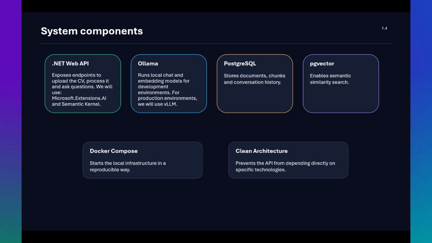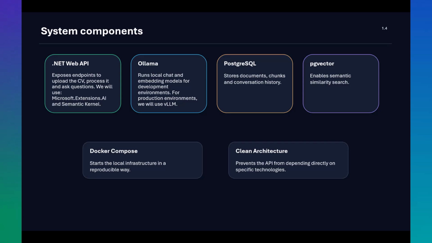In this solution, we will use several components. The first component is the .NET Web API. It will expose endpoints to upload the CV, process it, and ask questions. We will also use libraries such as Microsoft.Extensions.AI and Semantic Kernel to work with AI concepts in a more structured way.